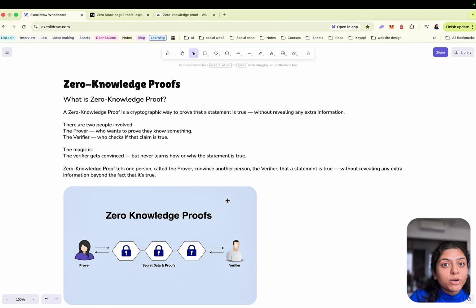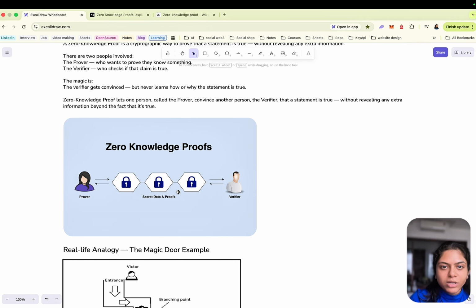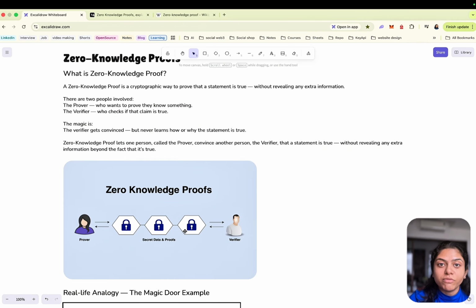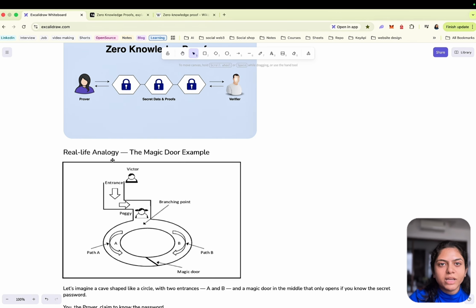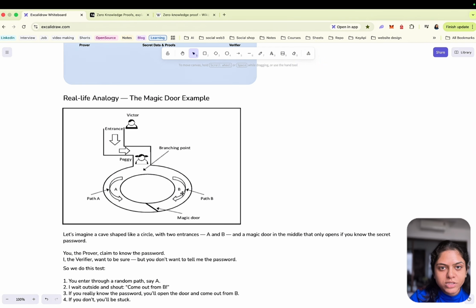And you think about that, it is like magic. Why is the prover proving, and how can the verifier verify this? So how does that work? We can understand it with one example. There is a real life analogy, the magic door example, a very well known example of zero knowledge proof.